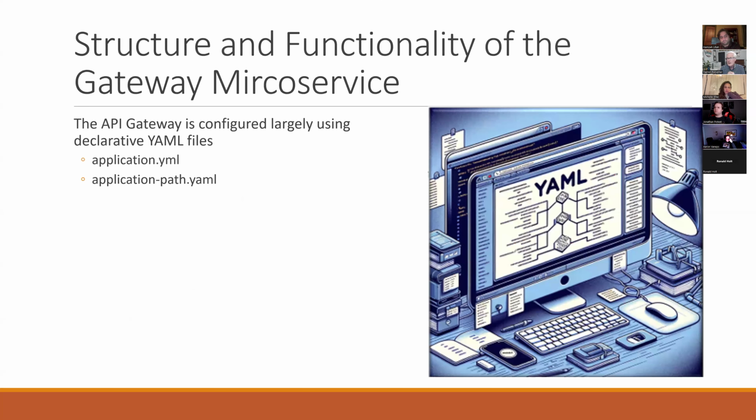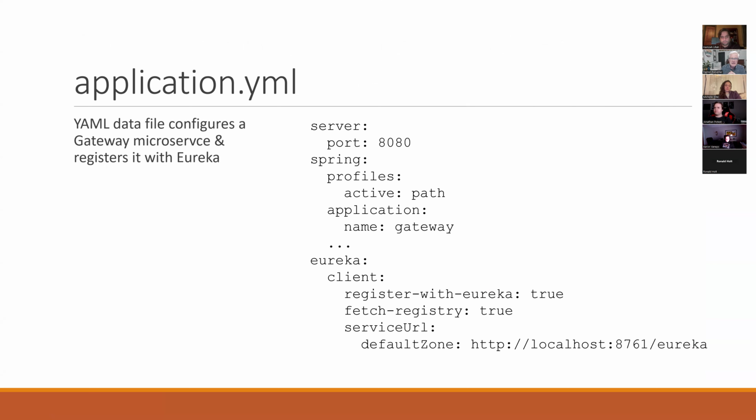All right. So I showed you routes. There are two files to configure the Spring Cloud Gateway: an application.yaml file and an application-path.yaml file. Remember, YAML's our friend. Here's the application.yaml file, and you're going to see something here called Eureka. We're going to talk about Eureka in more depth next week, but I'll give you a highlight of what it's doing.